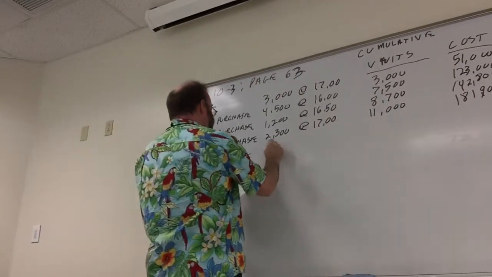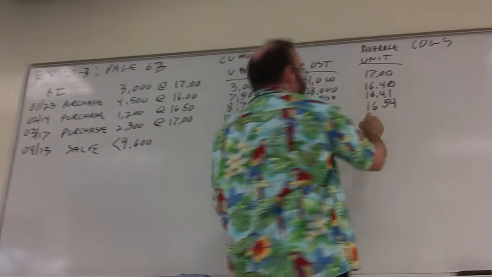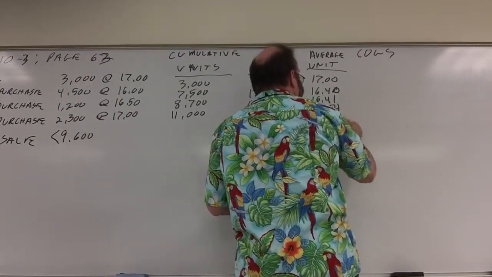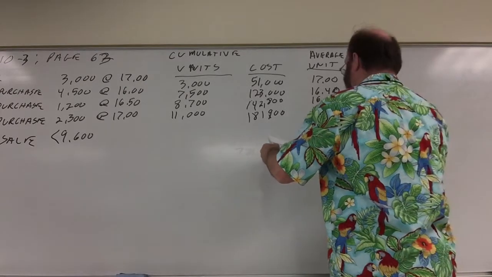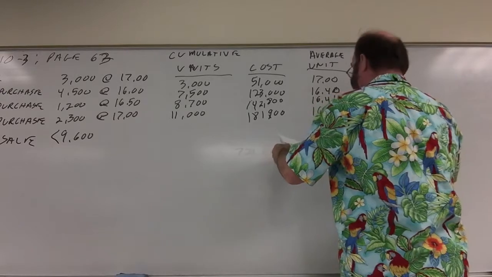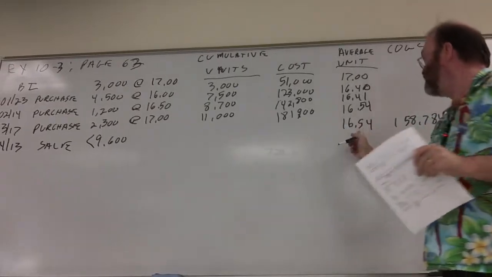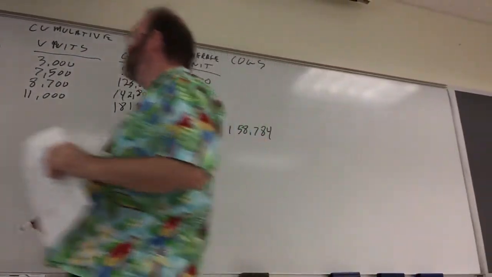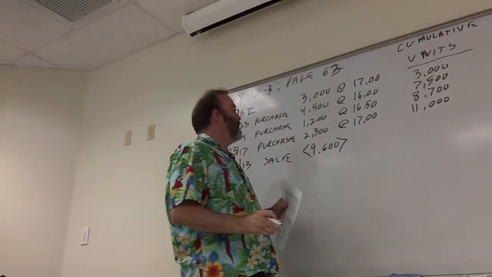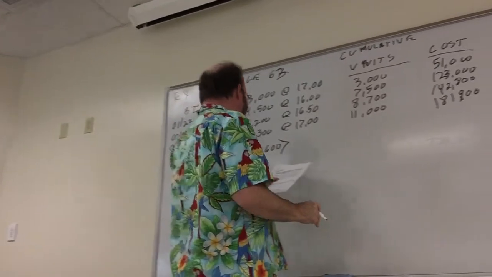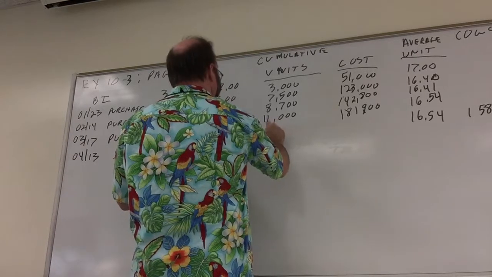And we're going to sell 9,600 units. We're going to sell them at the $16.54, which is going to give us cost of goods sold of $158,784. So we're selling them at $16.54, our average cost when we make the sale. And that's going to leave us 1,200 units? No, let's see, 1,400 units.